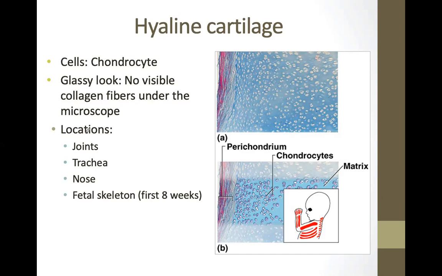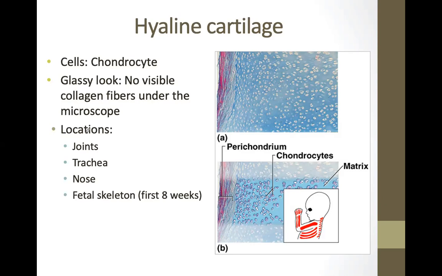Now, please do note the locations. Hyaline cartilage is relatively common in our body. It's found inside our joints as a way for us to lubricate when the two bones are rubbing against each other. It's found in my trachea, which is the air pipe that goes down my throat. It helps keep it open.